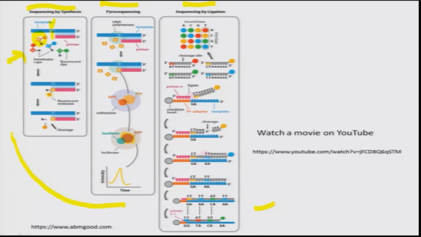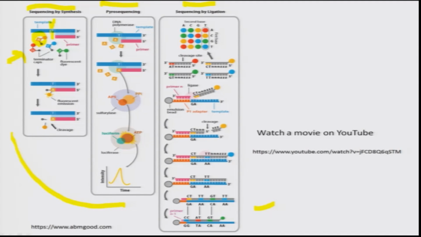So, once it is added, all the reactions in a cluster will add one base and it will stop. Then you wash out all the bases, so no other base is left, and then you excite them with a laser and see what fluorescence comes out. If it is A, it is going to give a particular fluorochrome, and therefore the machine is able to read it as A.